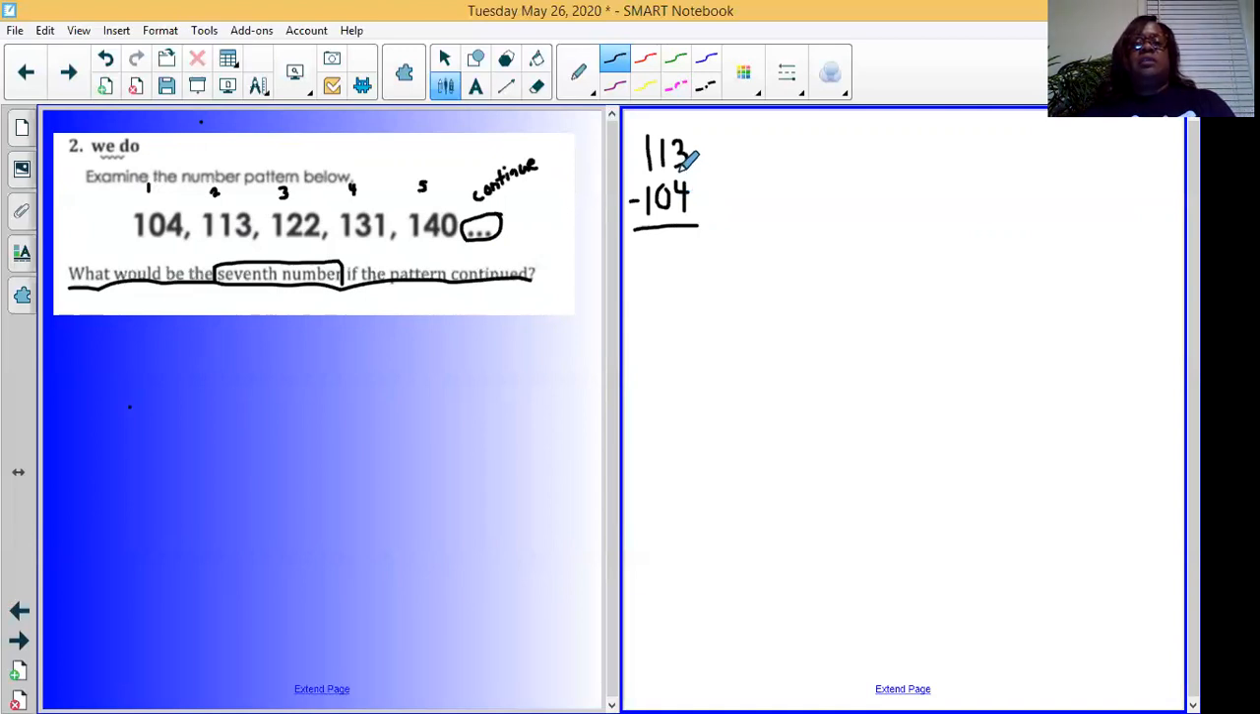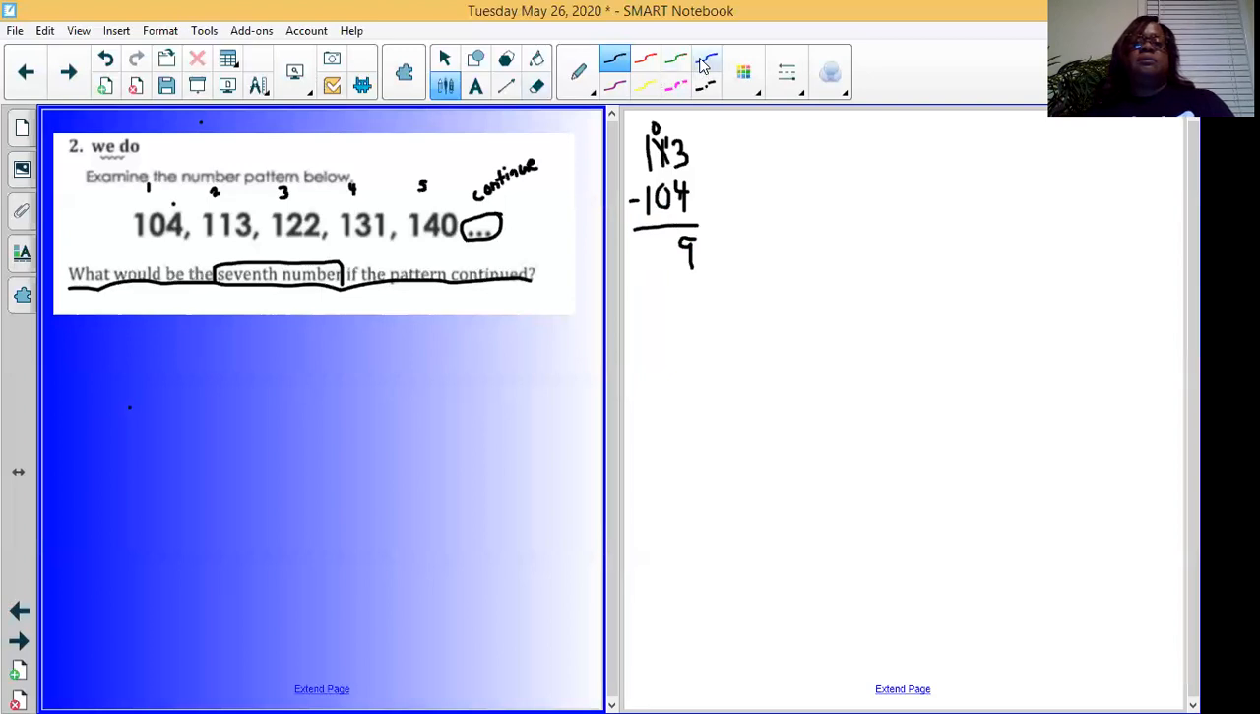Okay, you can't take 4 from 3, so then this becomes a 0. And now this is 13. 13 minus 4 gives me 9. 0 minus 0 is 0, and 1 minus 0 is 0. So that tells me that to go from here to here was a plus 9. So if I'm going from here to here, and that was plus 9.